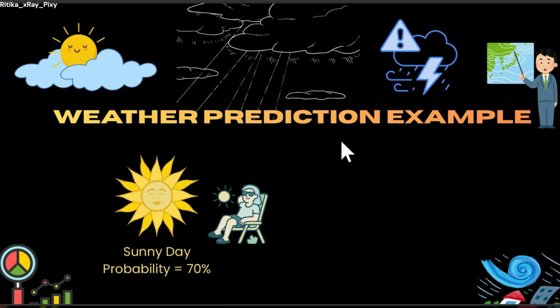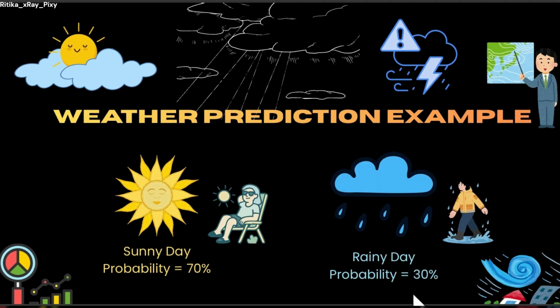Imagine we want to predict tomorrow's weather. So we are doing weather prediction. From the past data we can find that there is a 70% chance it will be sunny, and the probability that it will rain is 30%.